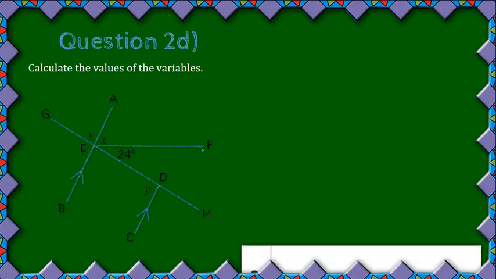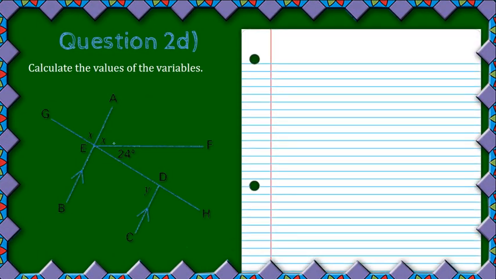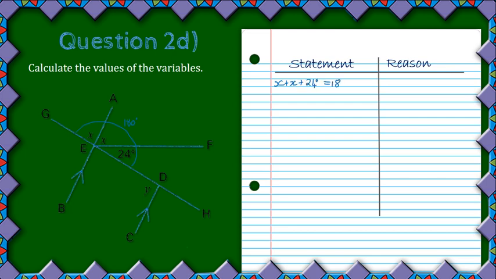2d. We have x and y to solve for. And if we look at x first, what do we know? We know this is a 24-degree angle. And all of these angles lie on a straight line, so together they are 180 degrees. So x plus 24 degrees is equal to 180 degrees, where these are all angles on a straight line.